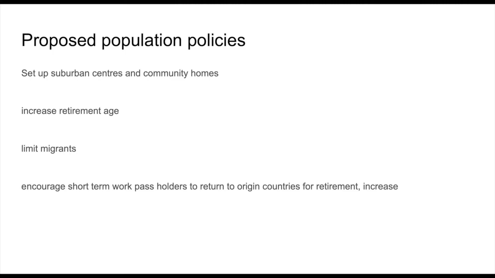Next will be the proposed population policy I have listed. Set up suburban centers and community homes to cater to the needs of the elderly population. Use automation to improve productivity. Increase retirement age to decrease dependency ratio.